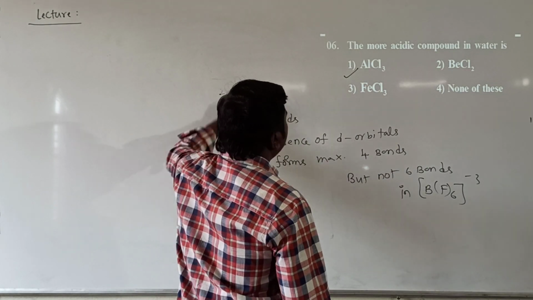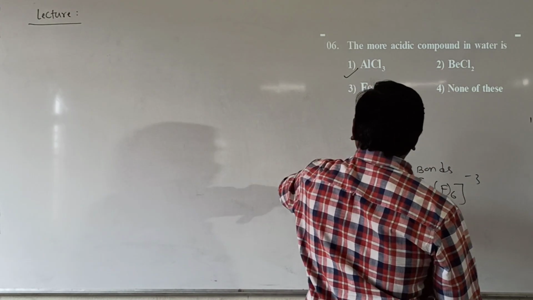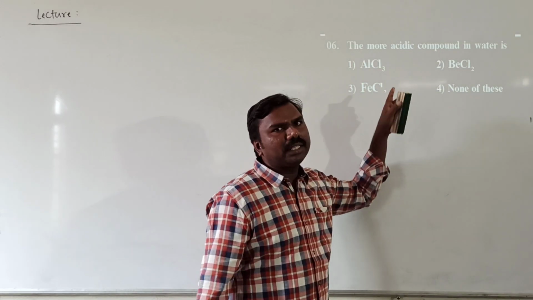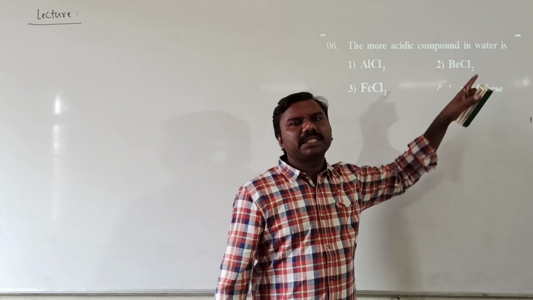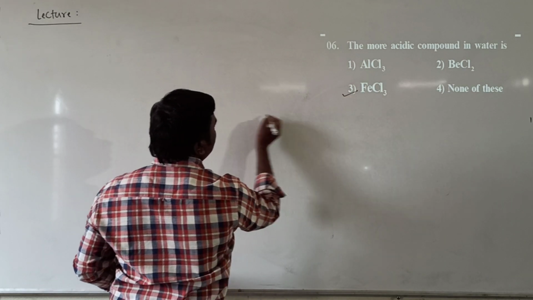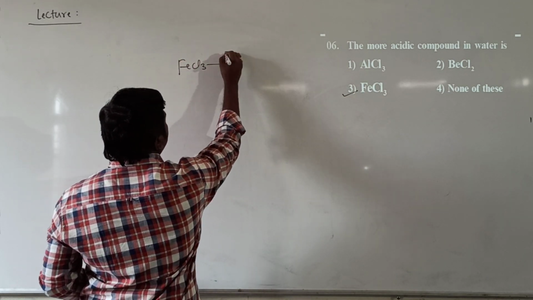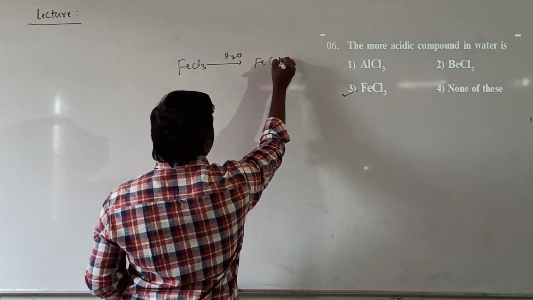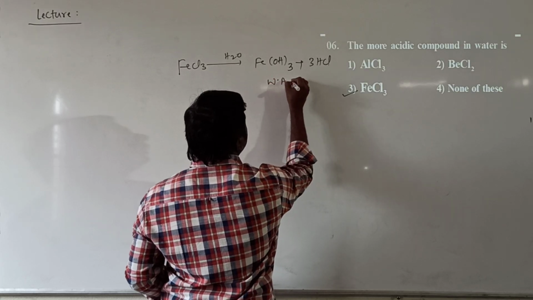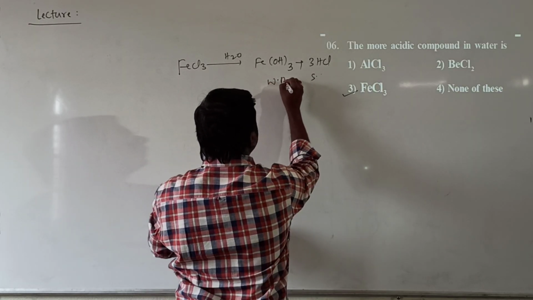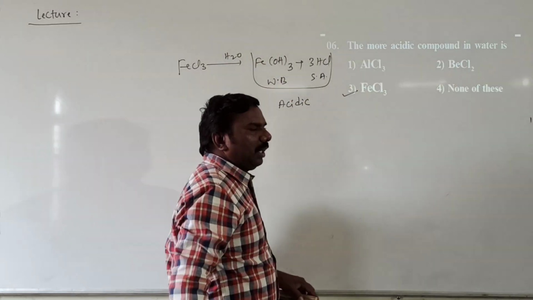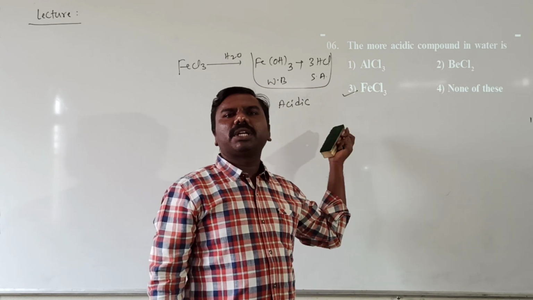The more acidic compound in water is, you just observe clearly. On reaction with water, it forms AlOH thrice and HCl, BeOH twice and HCl, FeOH thrice and HCl. So FeCl3 is the right answer. FeCl3 with water gives rise to FeOH thrice and 3HCl. It is a weak base, strong acid. Then the solution will be acidic, because the stronger one is acid, that's why the solution becomes acidic.